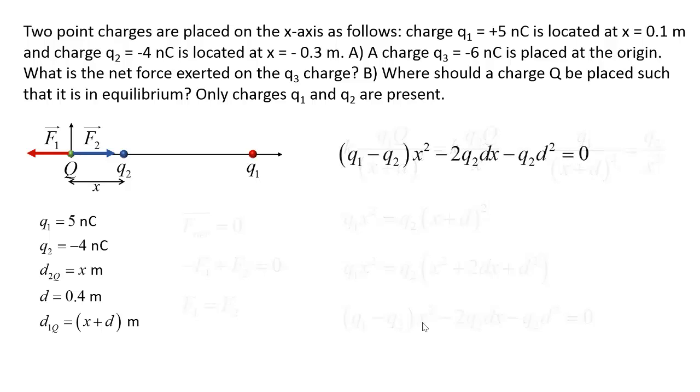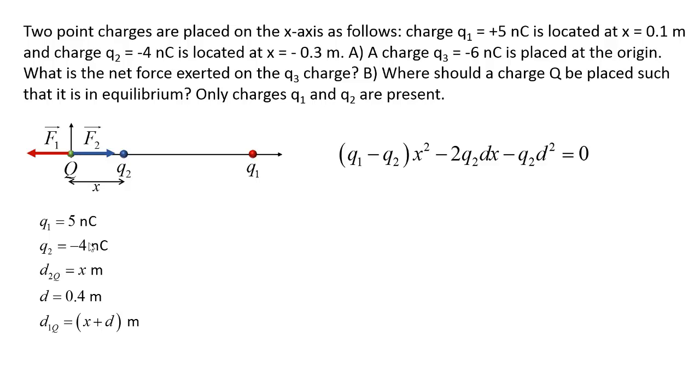Now, in order to solve this quadratic equation, we are going to replace everything with what the problem gives us. But I want you to be careful. Once again, when you replace Q2, you do not use the negative sign for the charge. You have already taken into consideration the fact that Q2 is a negative charge by considering that the force between Q and Q2 is an attractive type of force. So when you calculate Q1 minus Q2, you will have 5 nanocoulombs minus 4 nanocoulombs, and that would give you 1 nanocoulomb.